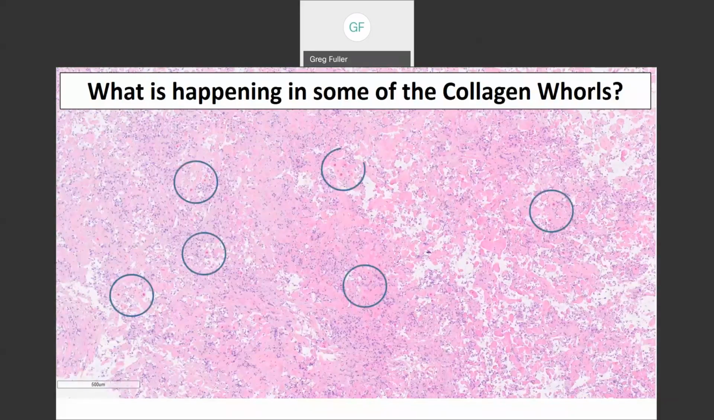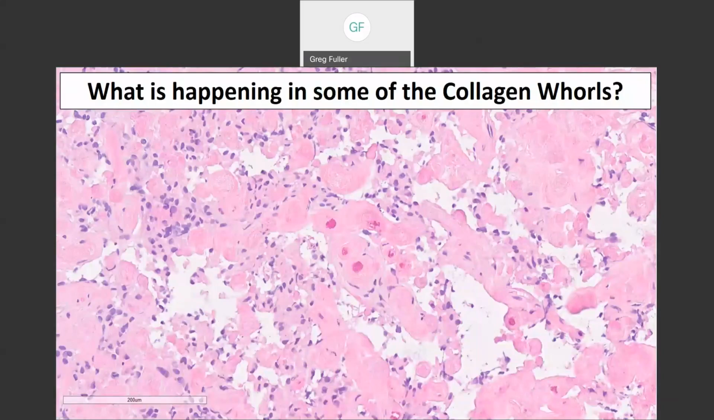All right, I'll point out the area. So here's the first hint. I'm going to show you where to look. All right, the one dead center, upper dead center, that is particularly critical. All right, here we go. High power. What is happening in some of the whirls? What are those structures? Okay, we just got one thought of calcification.